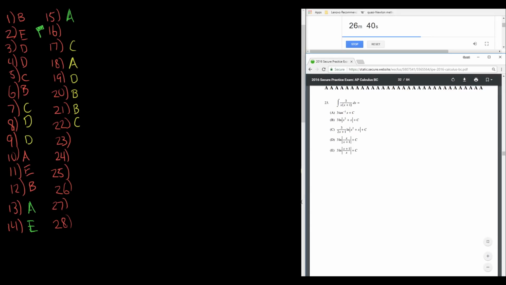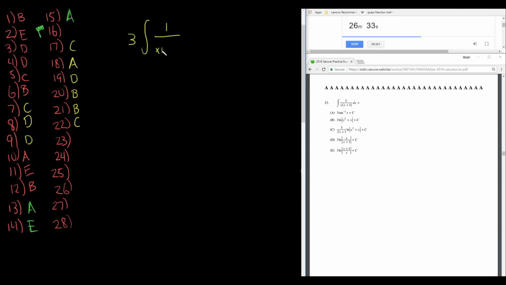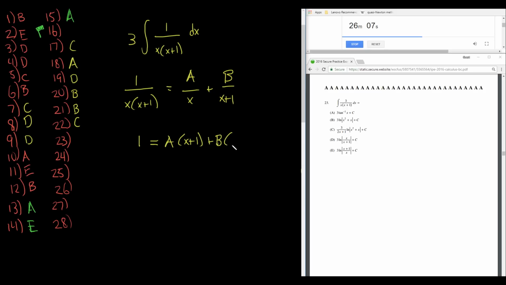Alright, the classic. This is partial fraction decomposition. So I'm just going to factor out that 3, and we're going to have the integral of 1 divided by x plus 1, x times x plus 1. So nicely factored for us already, dx. So what we're looking for is 1 divided by x times x plus 1 equals a divided by x plus b divided by x plus 1. And we so kindly multiply each side by x times x plus 1, and we get that 1 equals a times x plus 1 plus b times x.